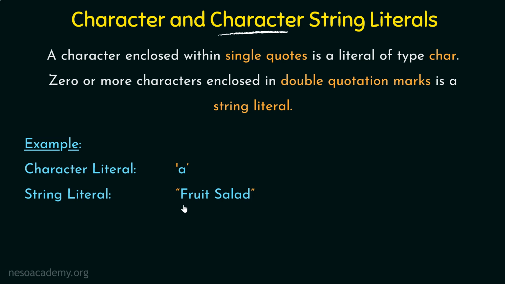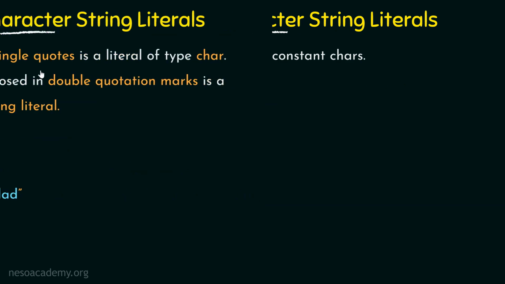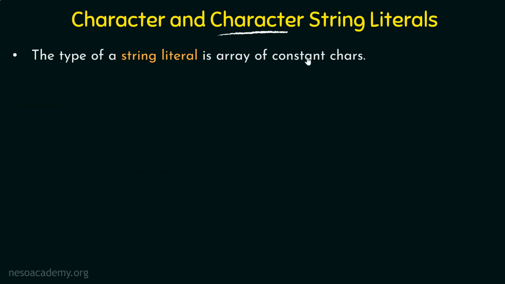Now a string literal is enclosed within double quotes. So here we have more than one character. Here I am writing fruit space salad. This is treated as a string literal. Okay, now we need to discuss a little more about string literals. The type of a string literal is an array of constant characters. When we say string literals, it is nothing but an array of constant characters.